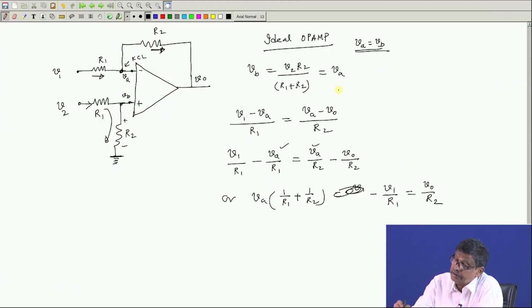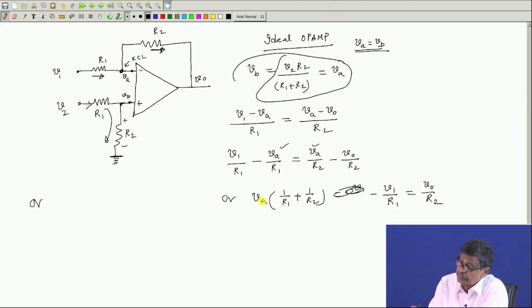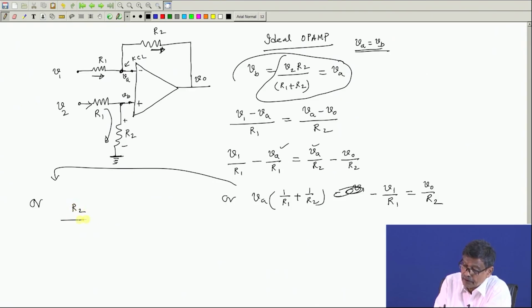But VA is equal to this, because input signals are V1, V2. So V1 is there, I am happy, here VA is there, that should be expressed in terms of input voltages, and this I have already found out. This is the thing, VA is equal to, from this to this, if you do, VA is R2 by R1 plus R2.